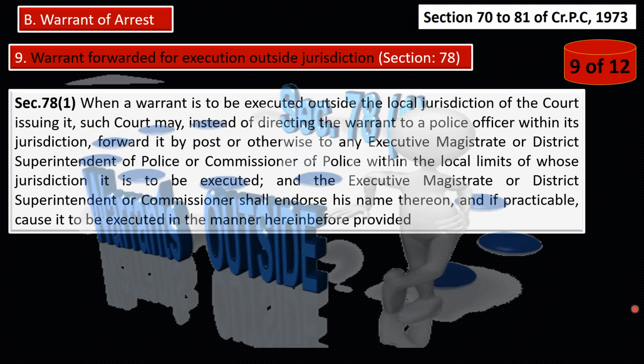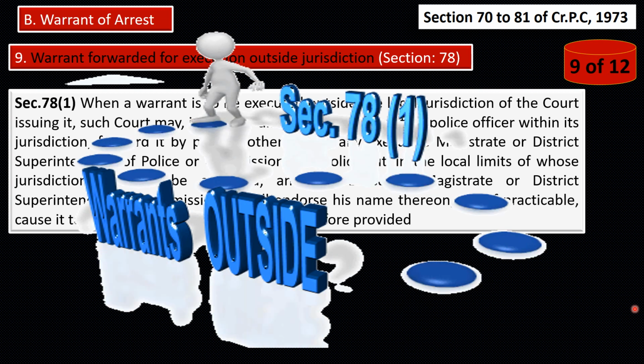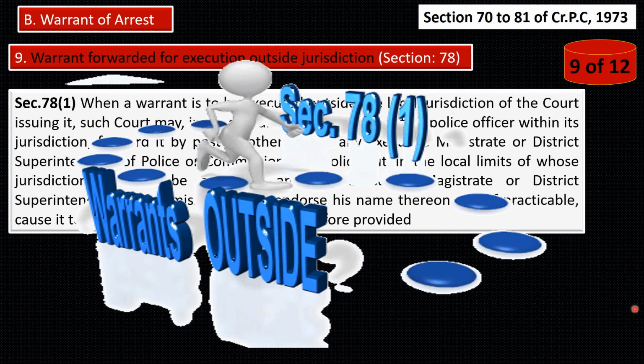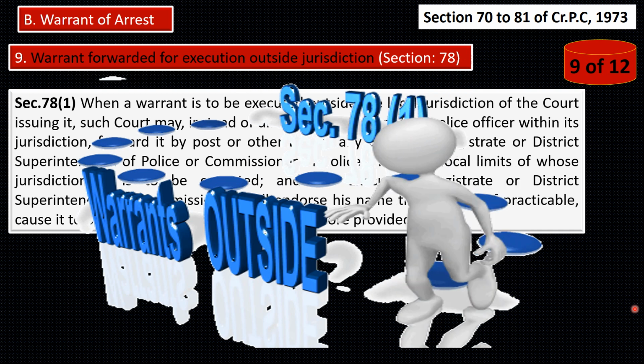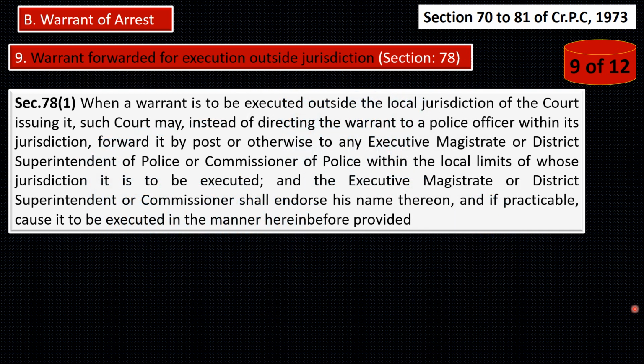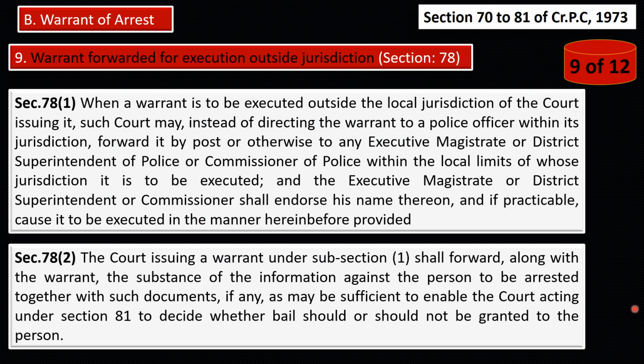Next is subsection 2 of section 78. The court issuing the warrant under subsection 1, which I have already covered before this, shall forward along with the warrant the substance of information against the person to be arrested, together with such documents, if any, as may be sufficient to enable the court acting under section 81 to decide whether bail should or should not be granted to the person.